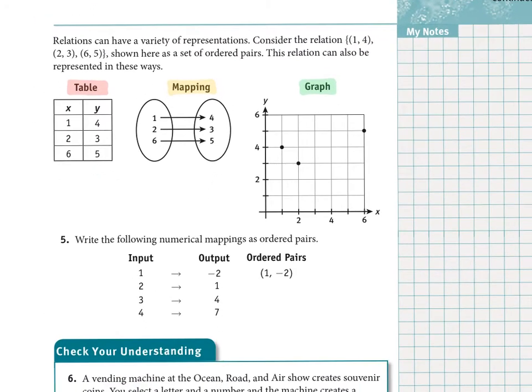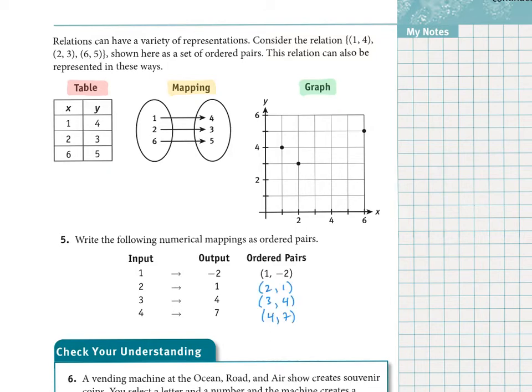Now let's start looking at number 5. It says write the following numerical mappings as ordered pairs. They did the first one for you. So it had an input of 1, an output of -2, and we wrote it as an ordered pair of parentheses 1, comma, -2, close parentheses. Go ahead and pause the video and finish the last 3 there.